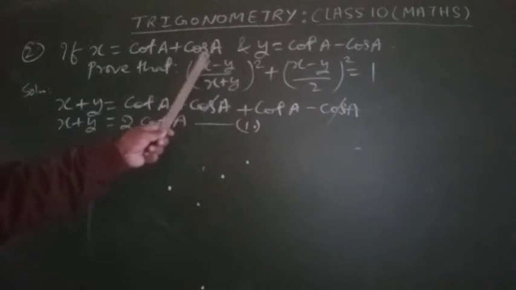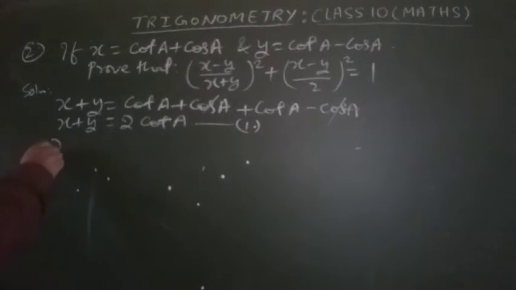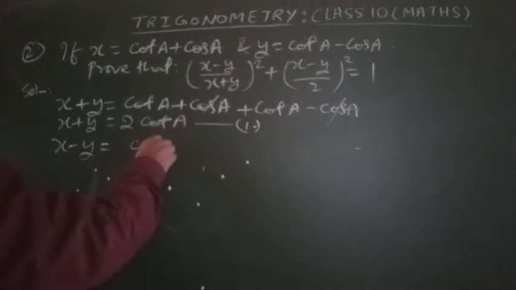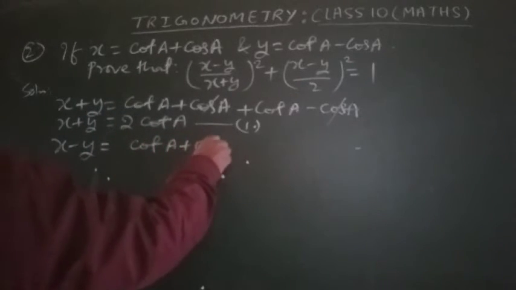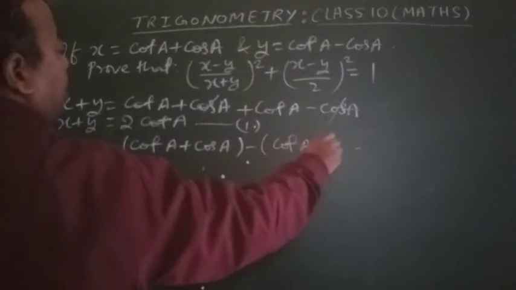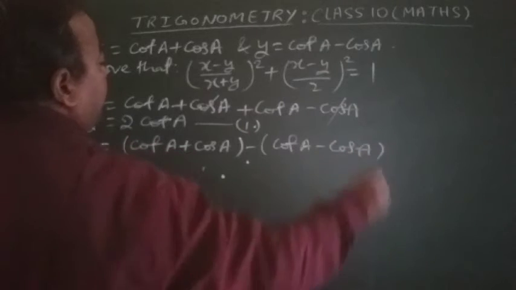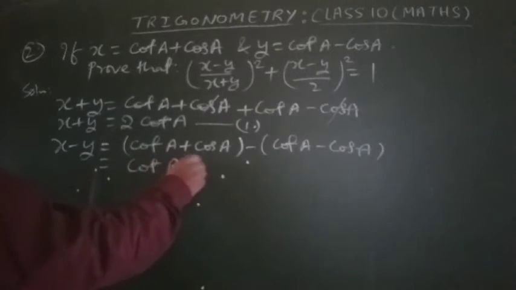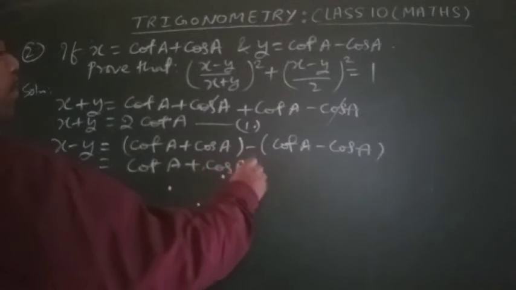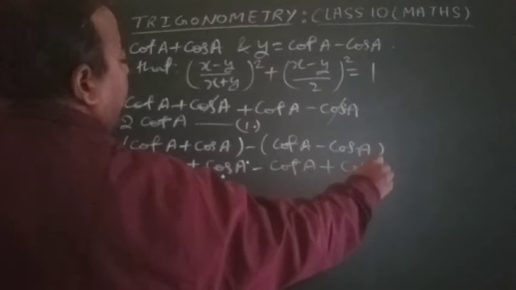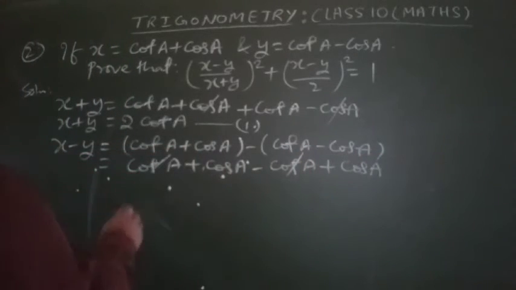Now, if I have to find x minus y, so here it is cot A plus cos A, then minus cot A minus cos A. Okay, so it will be cot A plus cos A, break the bracket, minus cot A plus cos A. Cot A cancels and it will be 2 cos A.